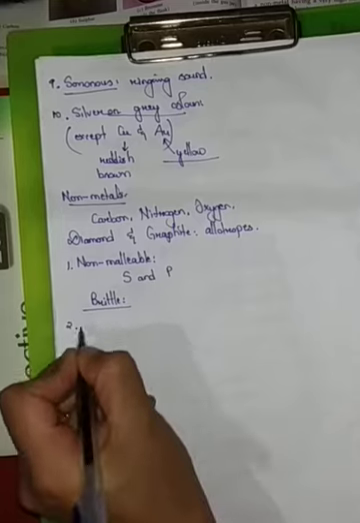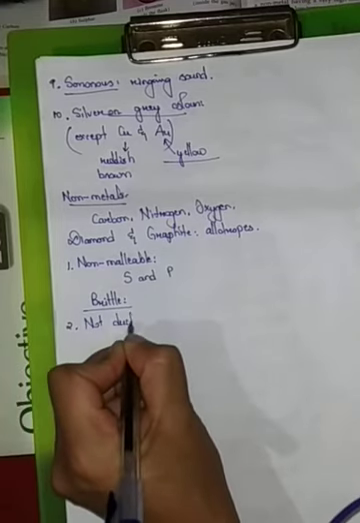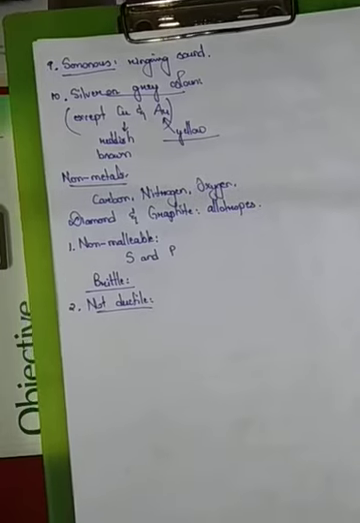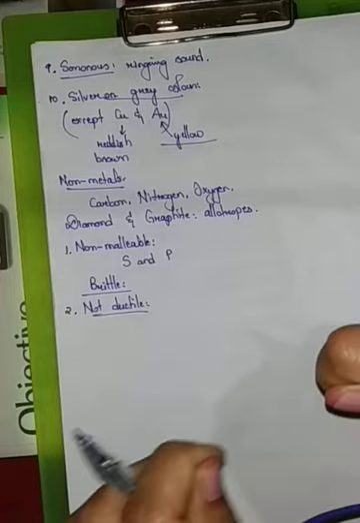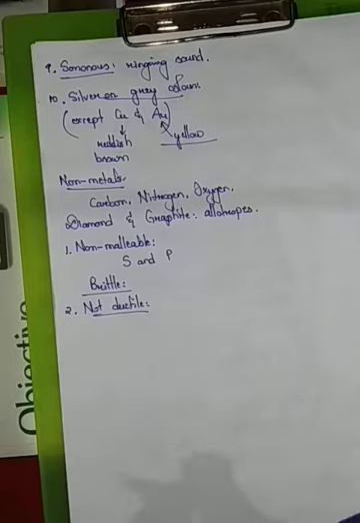The second one: non-metals are not ductile, again the opposite of metals. This means that non-metals like carbon, nitrogen, oxygen, helium, neon cannot be drawn into wires. The moment we stretch a non-metal, it easily snaps or breaks off. For example, sulfur and phosphorus are non-metals and are not ductile. When we stretch sulfur and phosphorus, they break into pieces and do not form wires. Thus, we cannot get wires from non-metals.